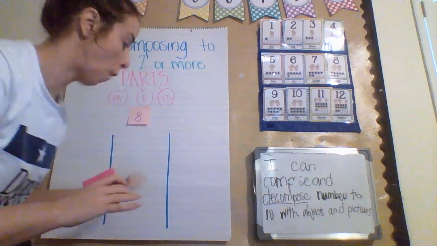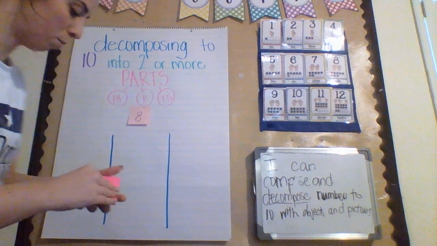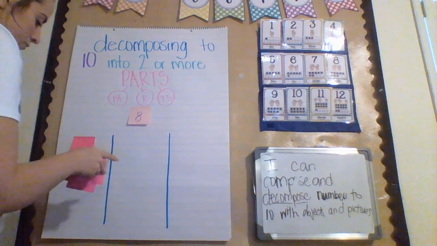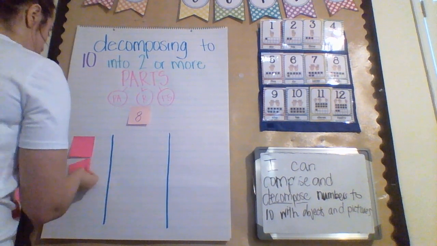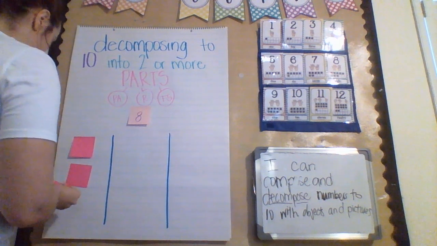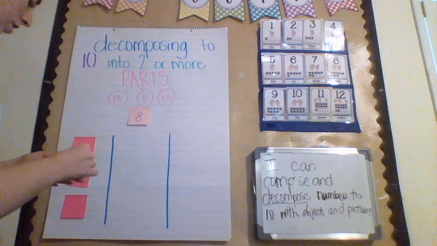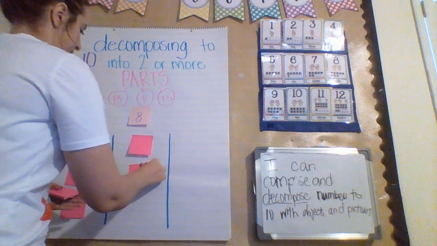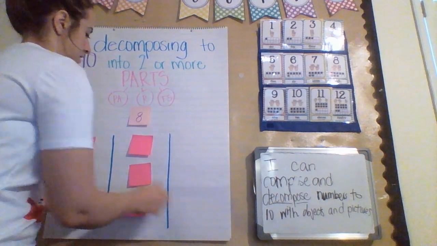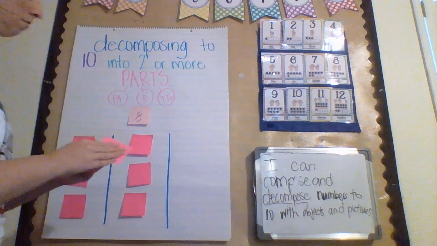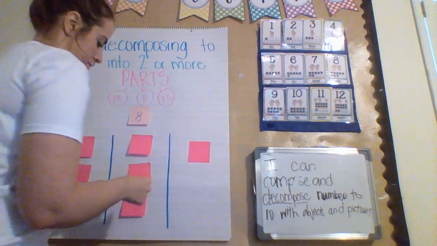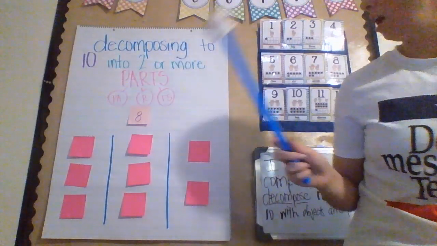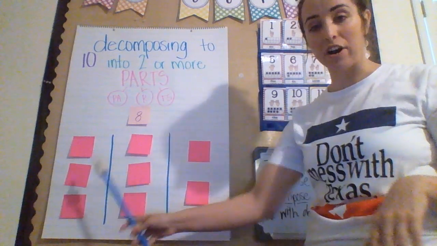I'm going to think, well, how many are in each part? Okay, here we go. 1, 2, 3, 4, 5, 6, 7, 8. Okay, so if we look up here, I have my 8, so I know altogether I have 8.